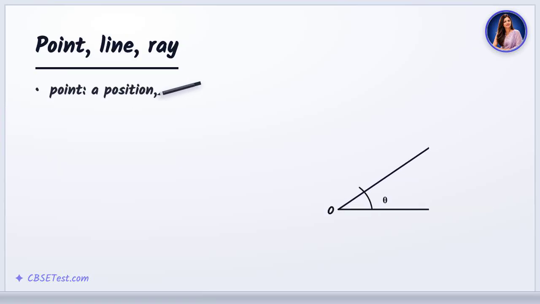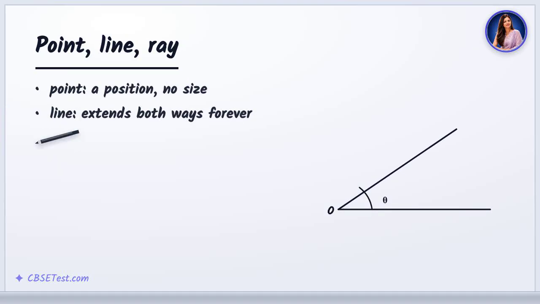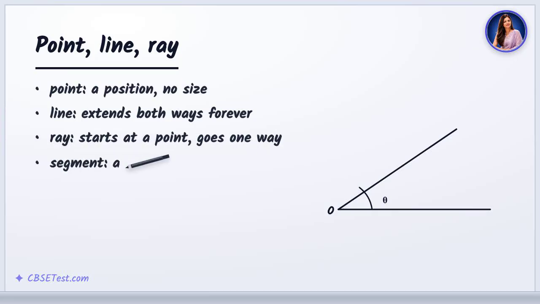A point marks a position. A line runs forever both ways. A ray starts at a point and goes one way, and a line segment is a piece with two endpoints.